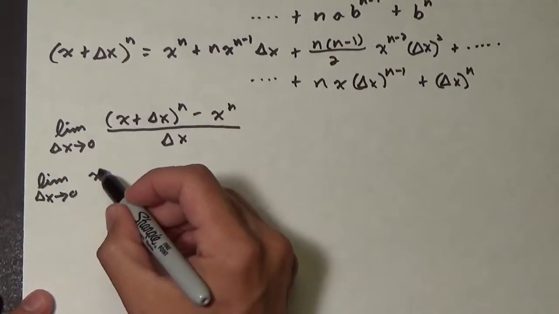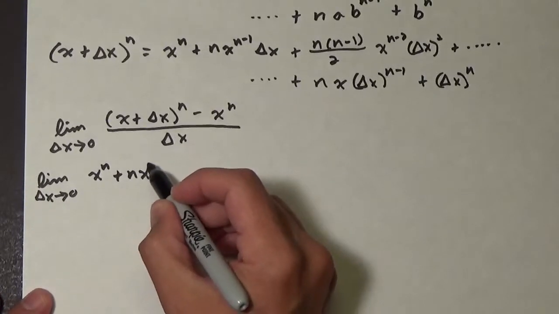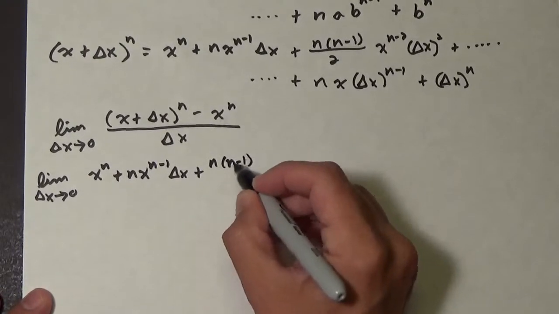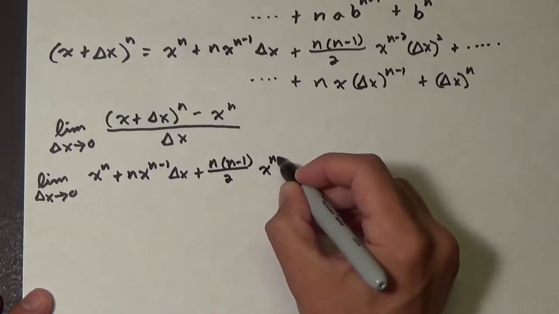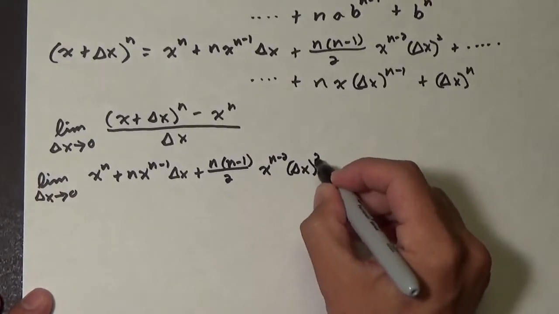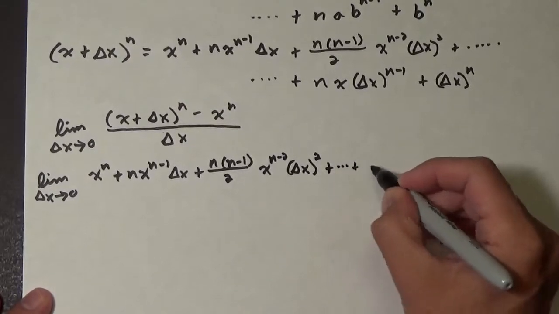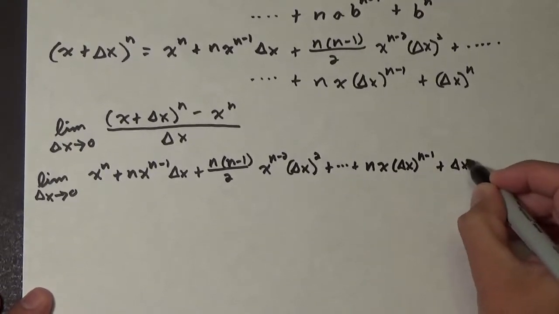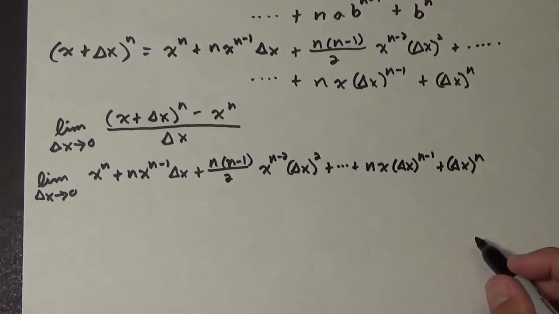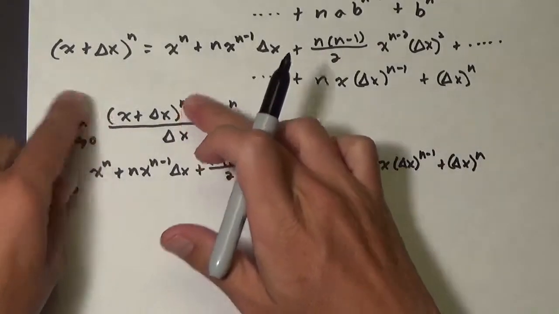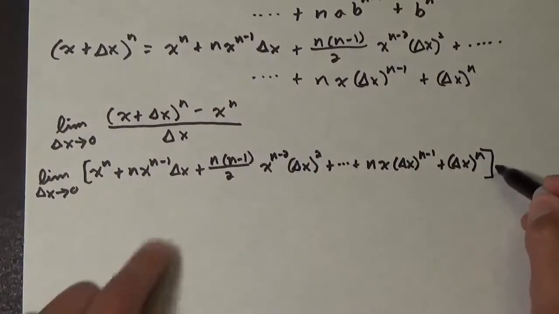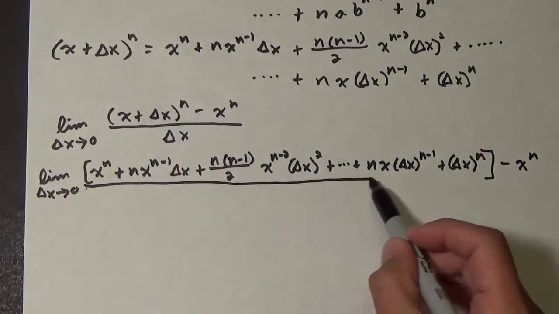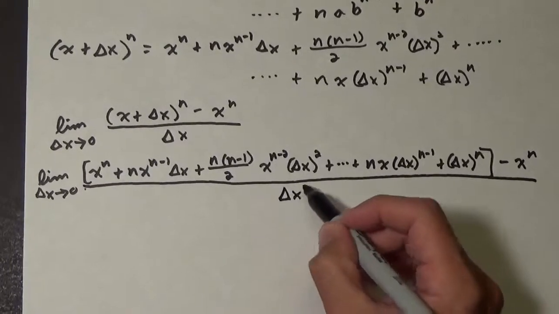So we're going to have x to the n plus n x to the n minus 1 times delta x plus n times n minus 1 all over 2 times x to the n minus 2 delta x squared plus dot dot dot plus n x times delta x to the n minus 1 plus delta x to the n. Got it in there. So that's this whole thing right here. And then we subtract x to the n, sorry, and this is all going to be over delta x.